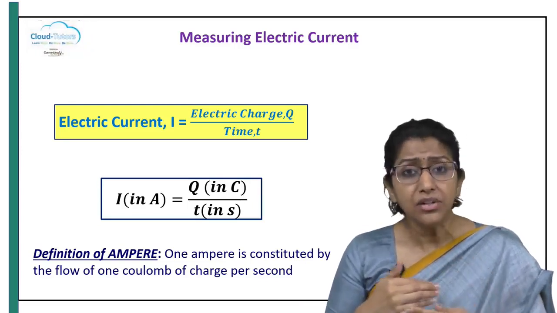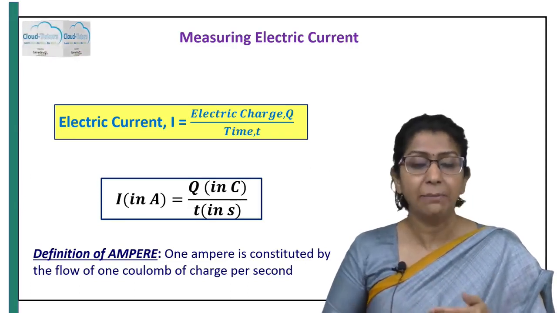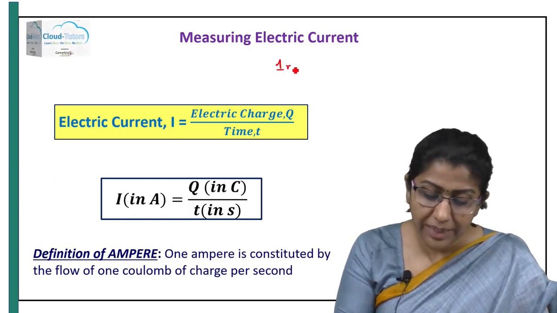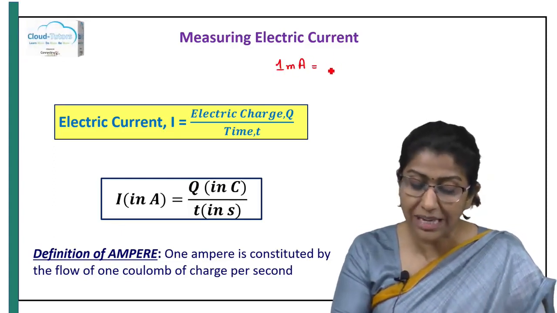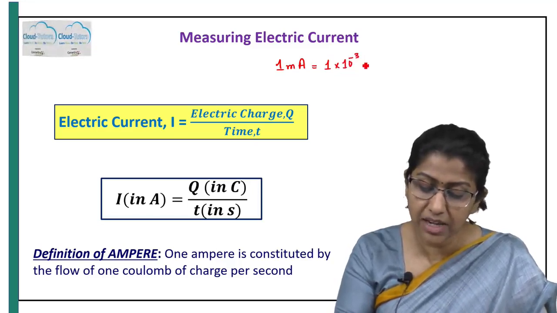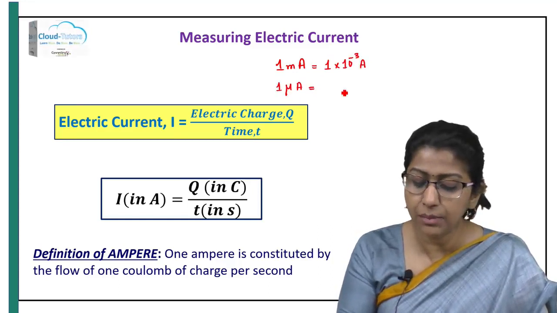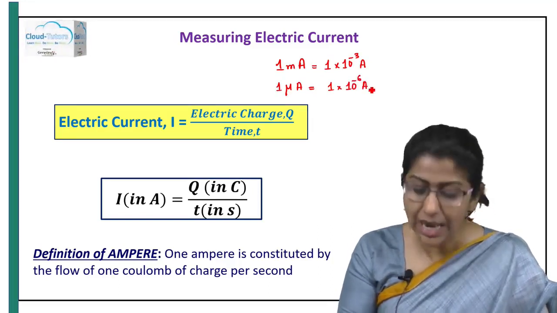Again, to make it appropriate, we have milliamperes and microamperes, which can be written as we have done for the charges. 1 milliampere is equal to 1 into 10 raised to minus 3 amperes, and 1 microampere is equal to 1 into 10 raised to minus 6 amperes.